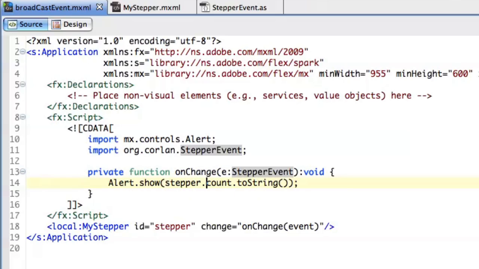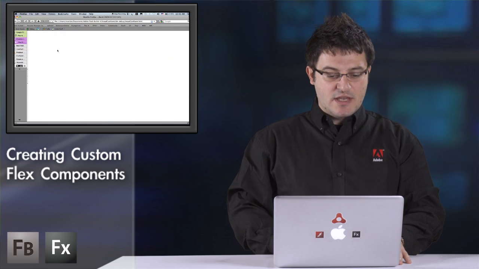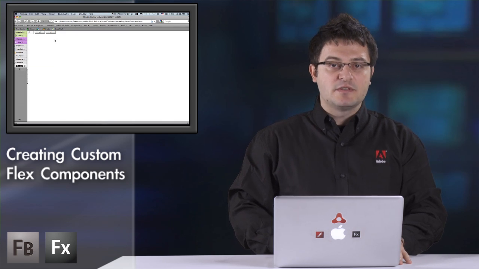And now we can retrieve the current value directly from this event by doing event.value. And now let's run the project again and see if it is the same behavior but with a slightly different implementation.